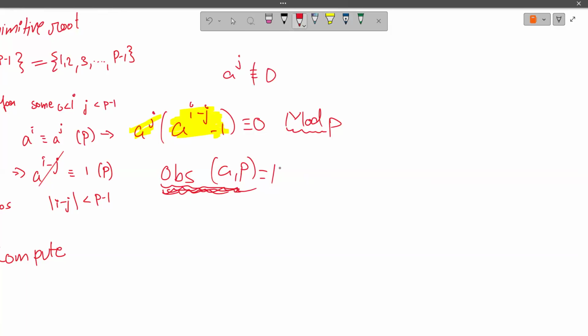Is that clear to everyone? Yes. Others as well. Okay, I suppose it is clear. So this gives us a contradiction. Therefore, no two of them are equal and none of them are 0. That is why we get every number from 1 to p minus 1. Cool.